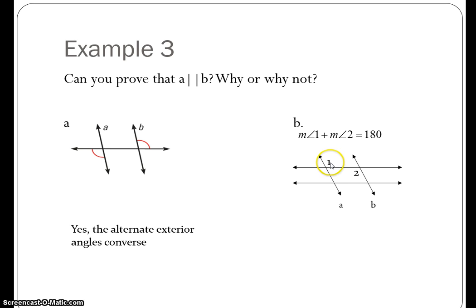The only way that this can happen is if these two here were equal, and that's if it's 90. So it's not enough to say that they add up to 180. Supplementary angles does not mean they have to be congruent. Okay, so that's what we're looking for.